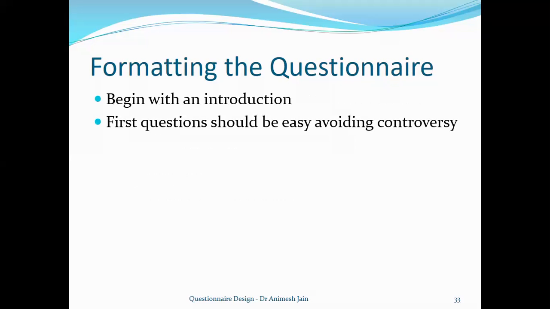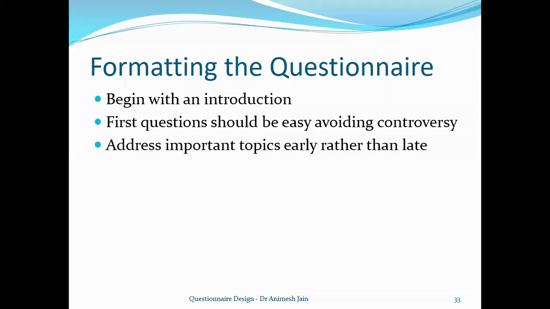Try to have initial questions which are easy and avoid controversy. If you remember the popular KBC, Kaun Banega Crorepati, they start with questions of 1,000, 2,000, and many times when you're watching, you say, oh, this is so easy, I would have answered it. But as they progress, they start becoming more difficult, right? And of course, the 50 lakh and 1 crore questions are difficult. Similarly, you can't just put the participants off right in the beginning. Address important topics early rather than late. Why? So that you gather most of the information early, before they get fatigued.